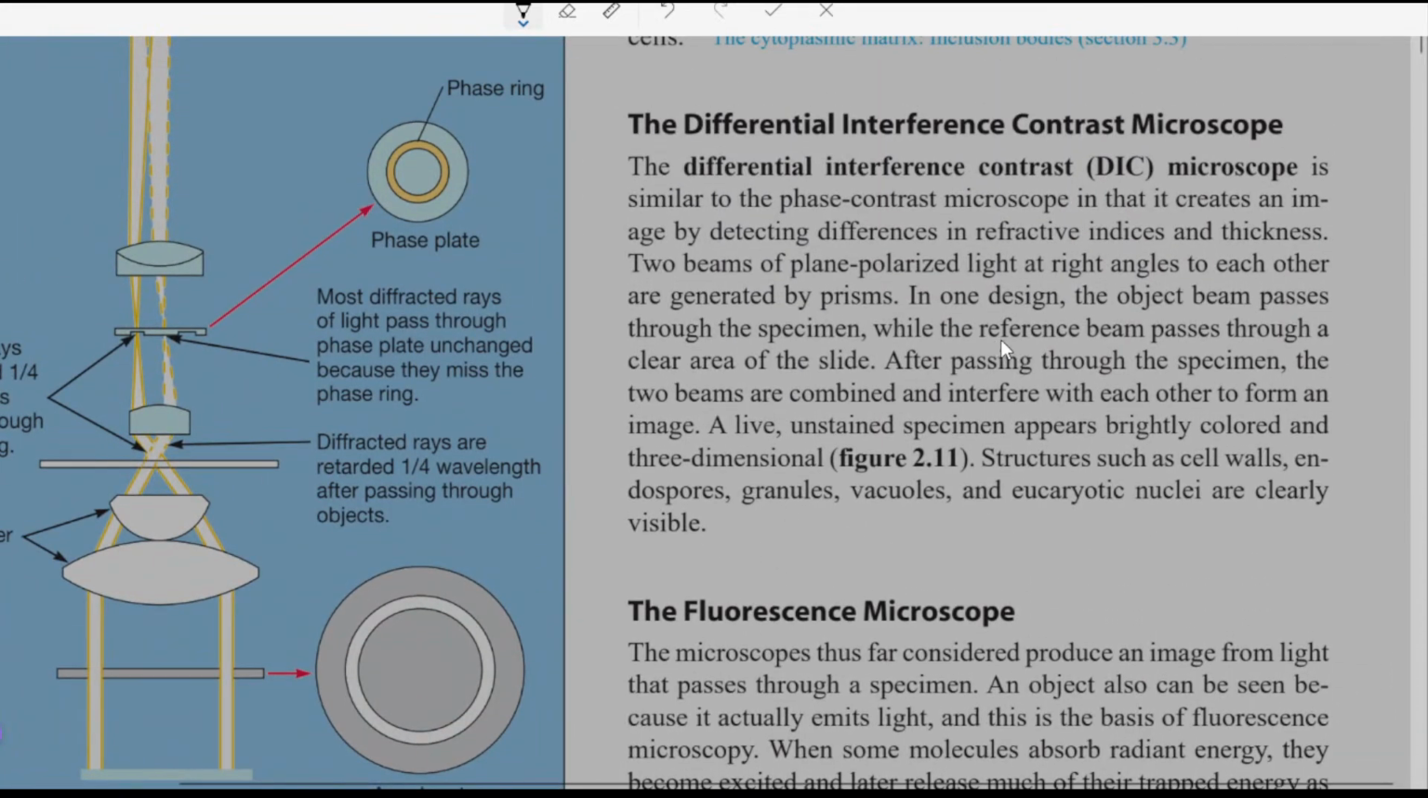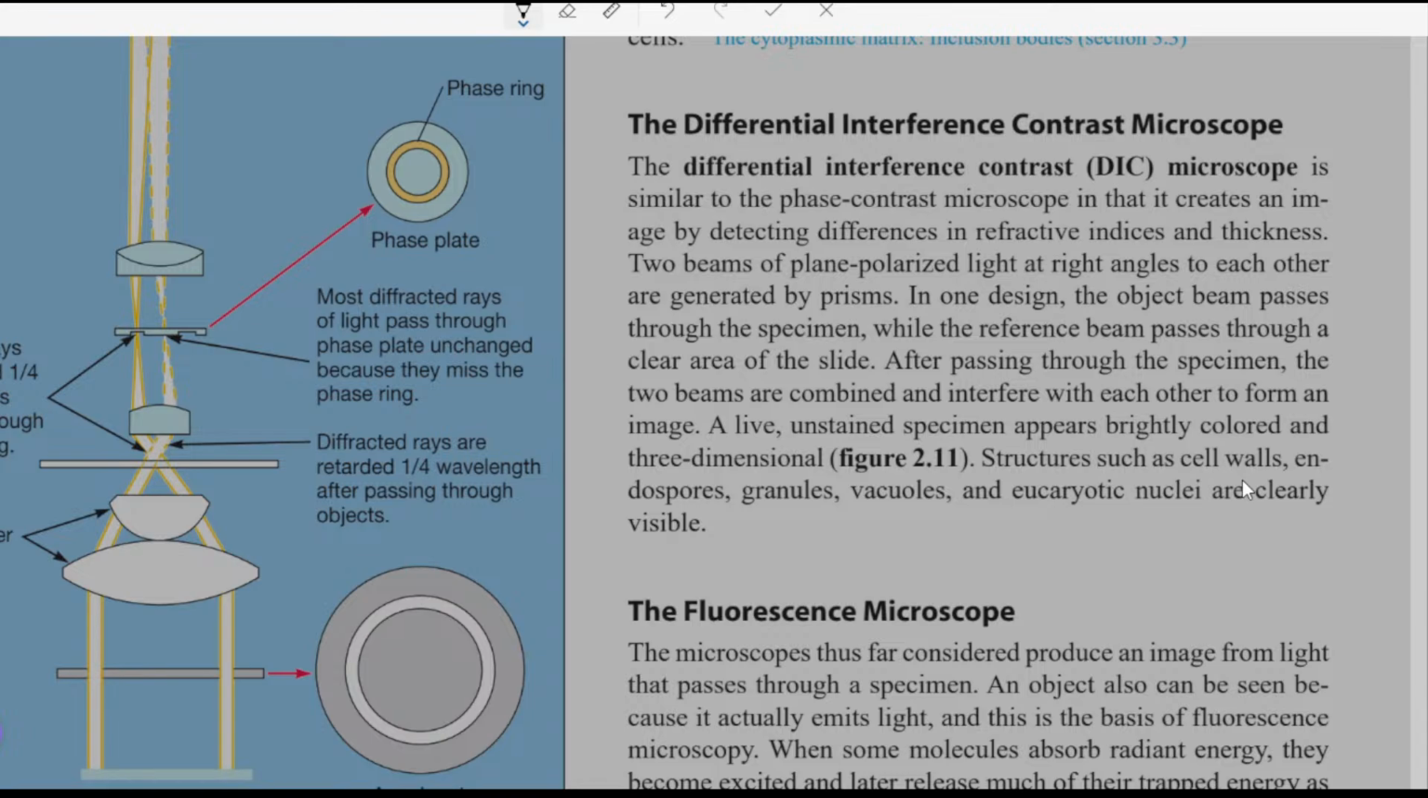And this is generated by prism. We know prisms usually split the white light, so it can maybe be used to produce polarized light. So in one design, the object beam passes through the specimen, while the reference beam passes through a clear area of this light. After passing through the specimen, the two beams are combined and interfere with each other to form an image. A live unstained specimen appears brightly colored and three-dimensional.